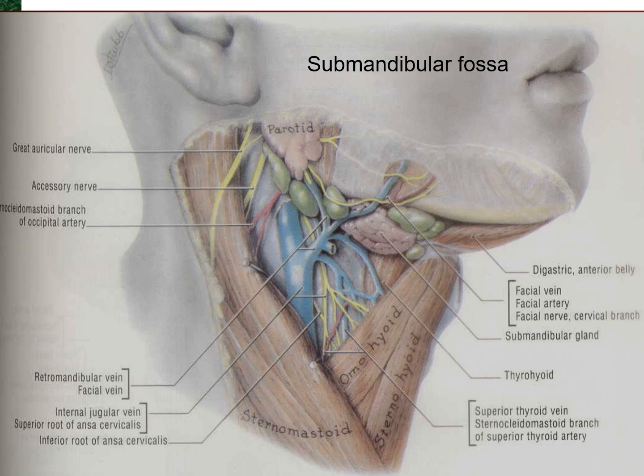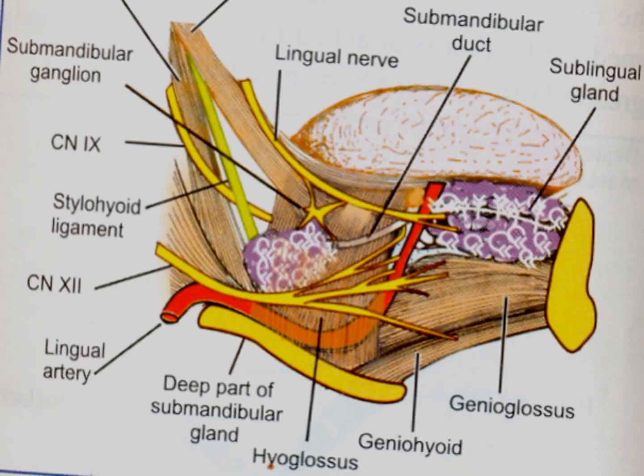Then the submandibular region, and which structures are related to it. This one is the carotid triangle. Here there is the common carotid artery and its branches, and the submandibular lymph nodes present within this region. Then several nerves related to the tongue: the lingual nerve and the ninth cranial nerve.